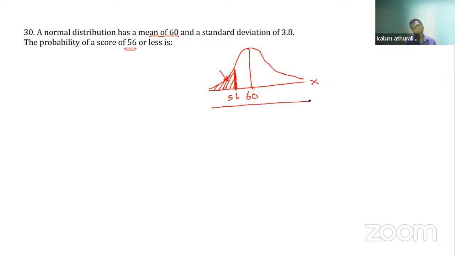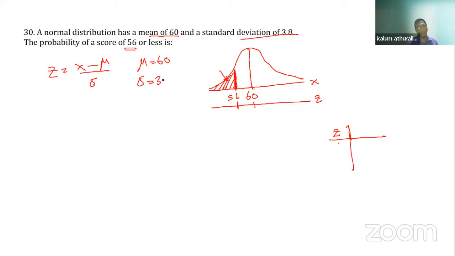Then how to find the probability? Using the normal distribution table. The table has a variable Z. We want to find the Z value for 56. How to find the Z value? Using the formula: Z equals X minus mu divided by sigma. Mu is the mean, which is 60. Sigma means standard deviation, which is given as 3.8. X is this 56.